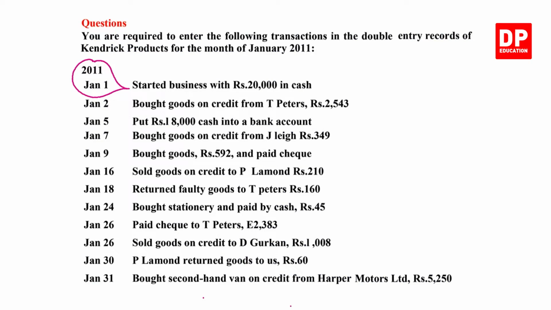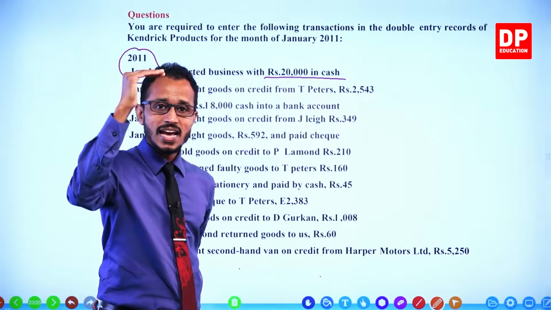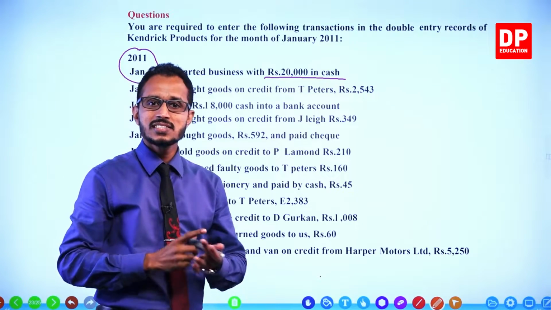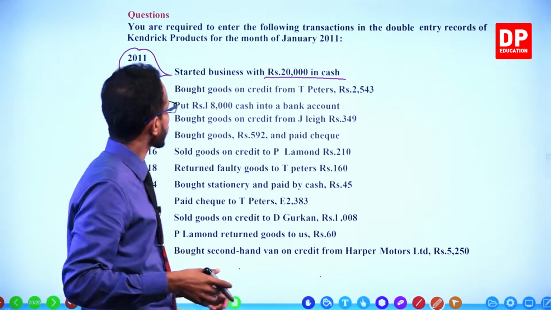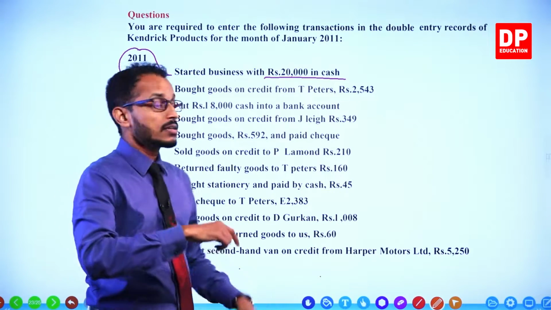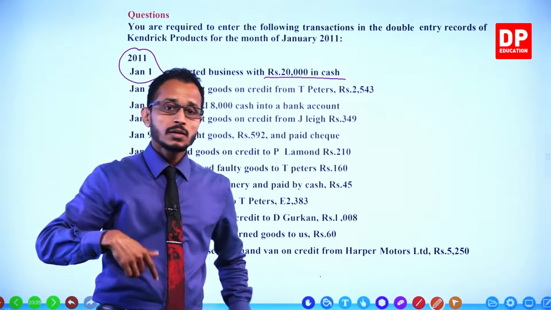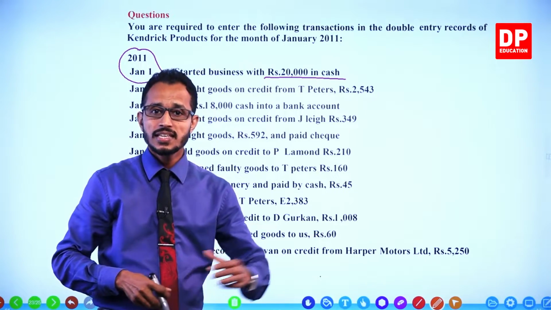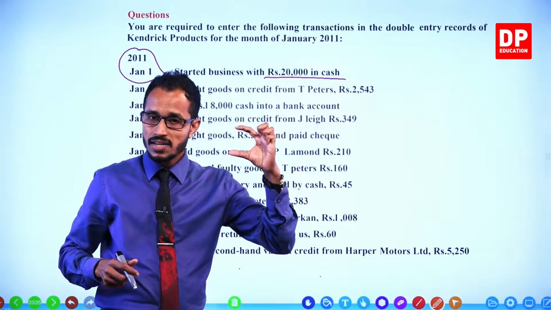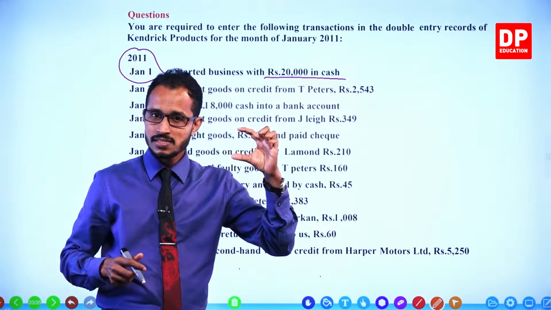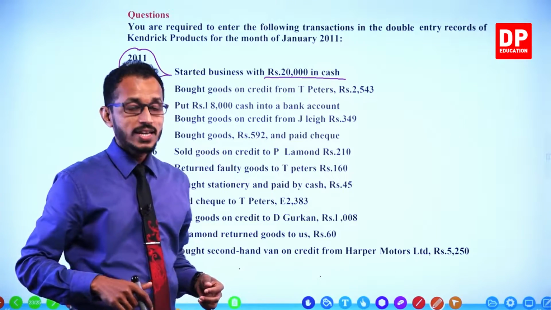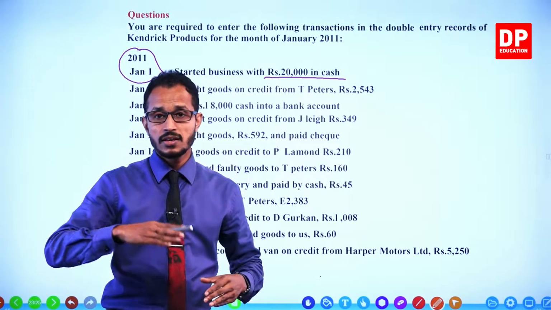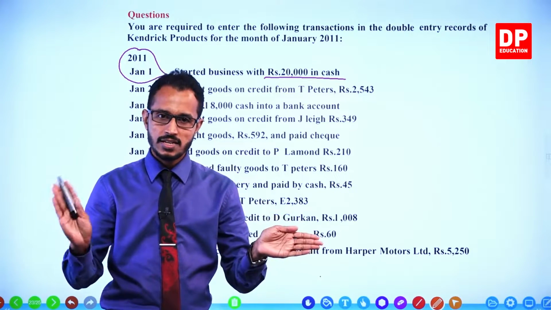Well, as we can clearly see, 20,000 cash coming into the business. So cash asset increases. Assets increase means always debit. And the money comes from the owner, which means the equity increases. Capital increases, and capital increases means always credited. Debit in the left, credit in the right.